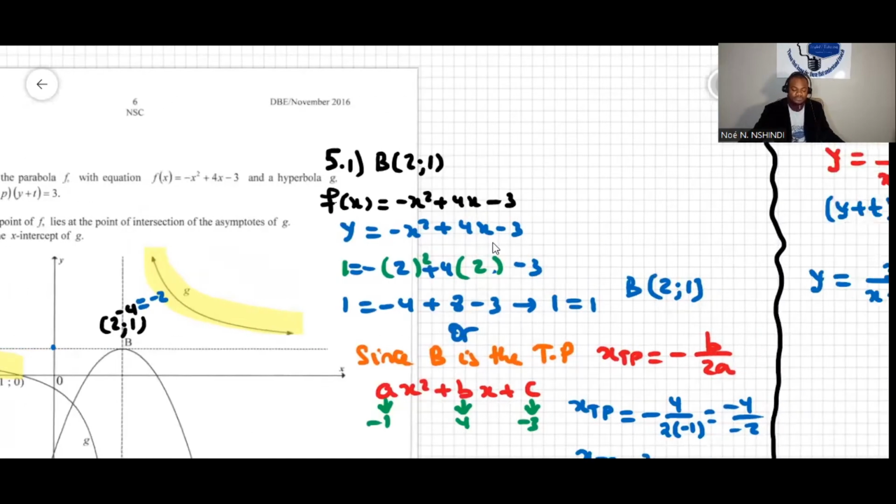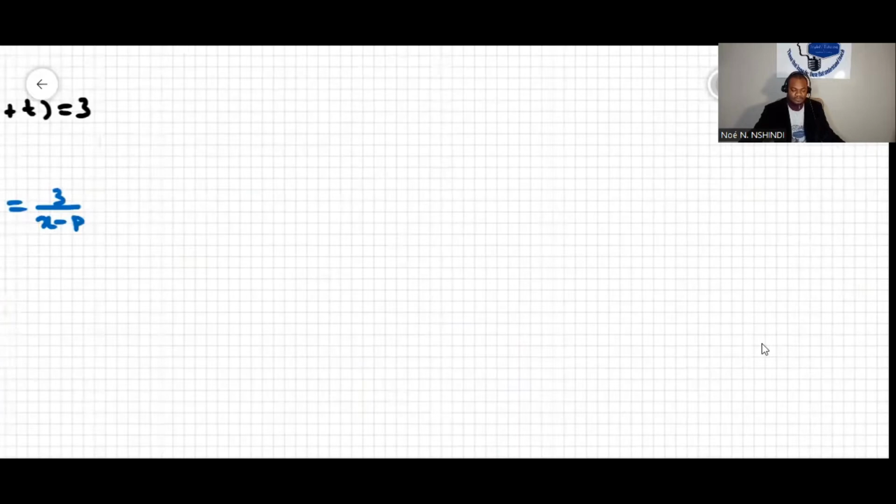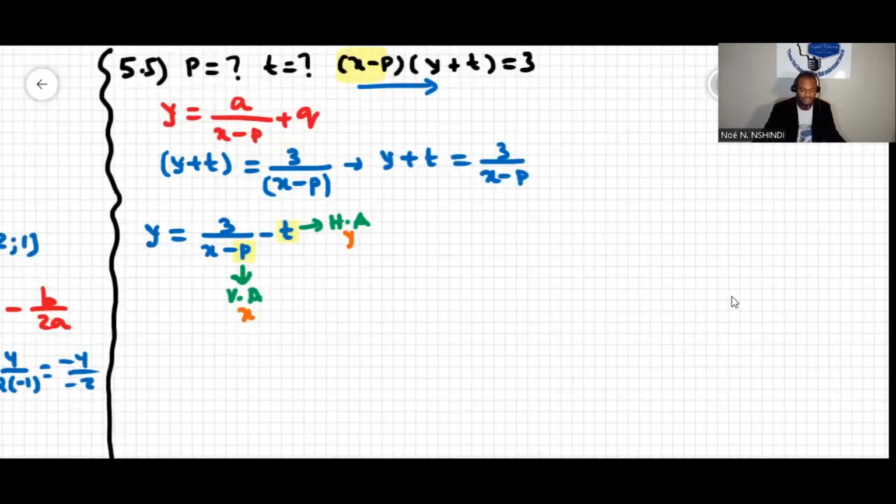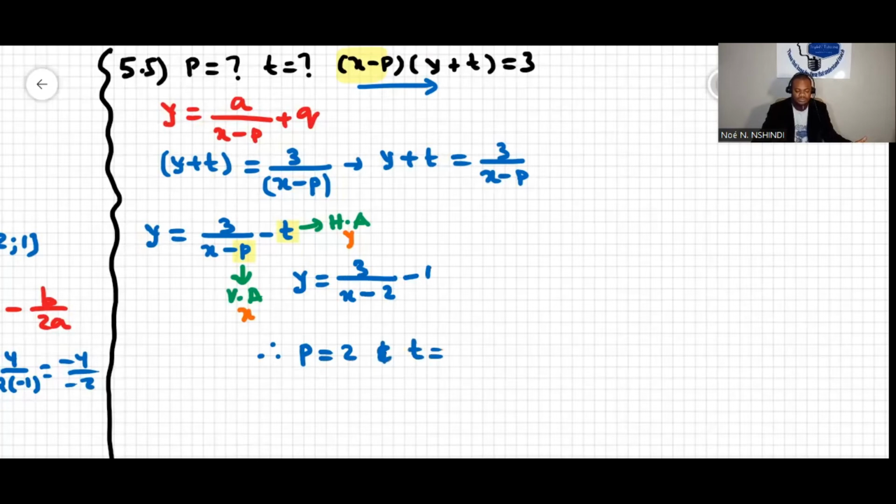So now I can just substitute the value of B over here. y will be equal to 3 over x minus 2, minus 1. So therefore we can say P equals 2, and T equals -1. So these are the values of P and T. Okay.